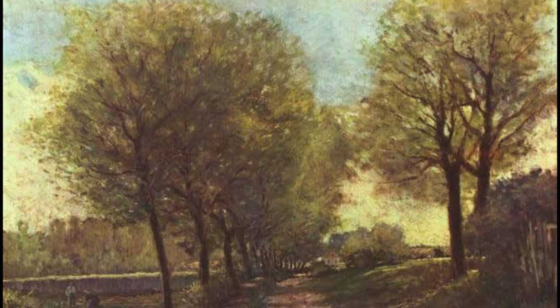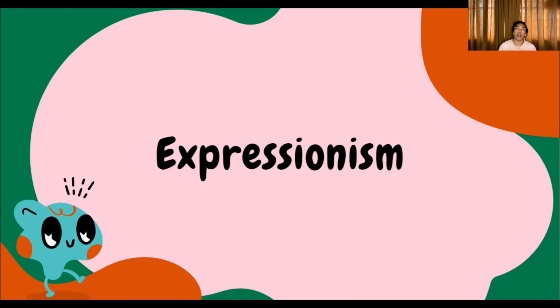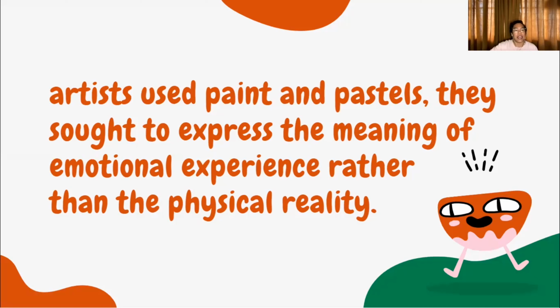Now let's have the second art movement under modern art from the 20th century. This is Expressionism. So artists used paint and pastels. They sought to express the meaning of emotional experience rather than the physical reality.